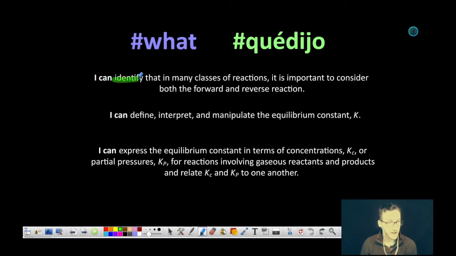First we're going to identify the fact that in many classes of reactions, we need to consider not only the forward reaction, but also the reverse reaction, which can be a bit of a mind shift for a couple of folks. We're going to define, interpret, and manipulate what is known as the equilibrium constant K. We are then going to express the equilibrium constant in terms of concentrations, known as Kc, or partial pressures, known as Kp, for reactions involving gaseous reactants and products, and then relate Kc and Kp to one another. So those are our big three things that we're going to pull away from today's video.